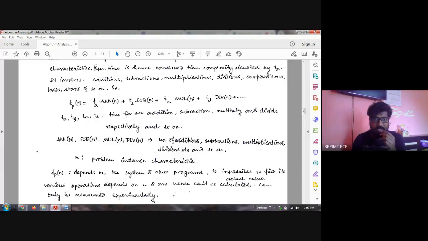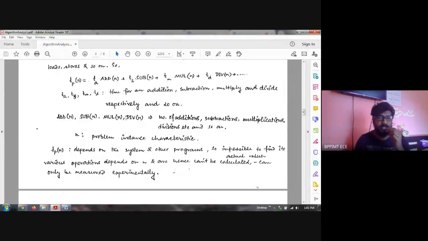ADD(n) is the total number of additions, SUB(n) is the total number of subtractions, MUL(n) is the total number of multiplications, and similarly DIV(n) is the total number of divisions. We multiply the time for a single addition with the total number of additions, getting the total time for all additions. The dots at the end mean there may be other operations too. This is how we can hypothetically propose to calculate the total runtime of an algorithm.